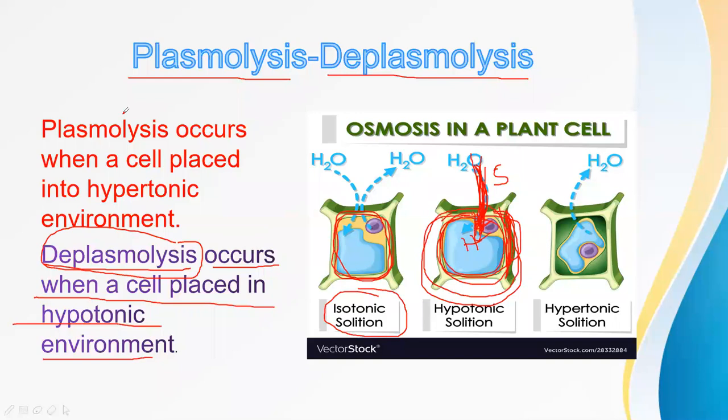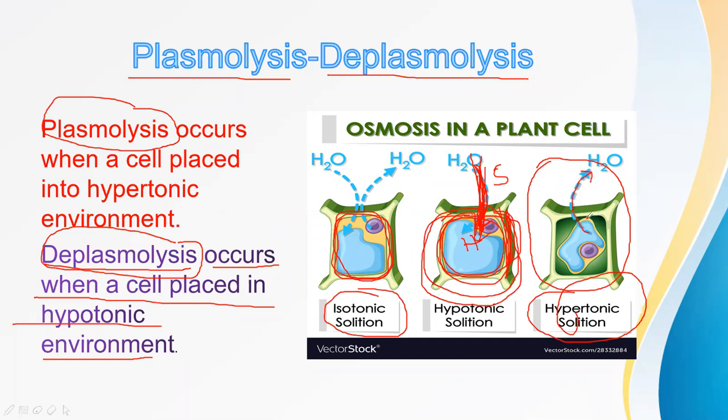And the second one is plasmolysis. When you drop a cell in a hypertonic solution, this solution has a high concentration. So when you drop a cell into the high concentration solution, according to osmosis, the water from the cell will go out and slowly the cytoplasm shrinks like this. It will shrink. This we call plasmolysis.